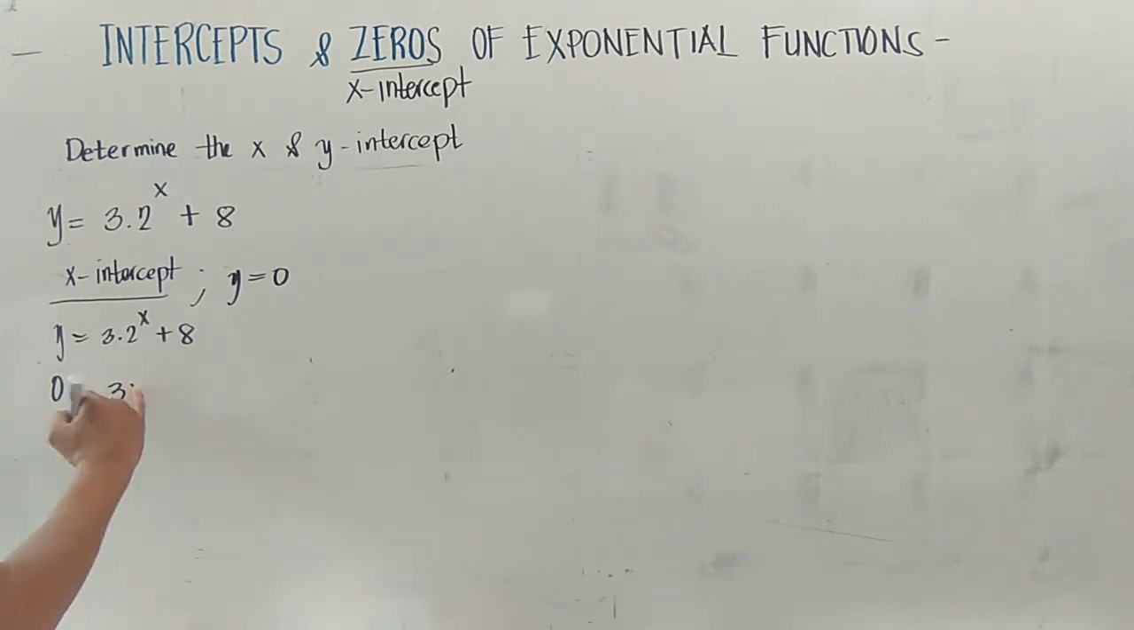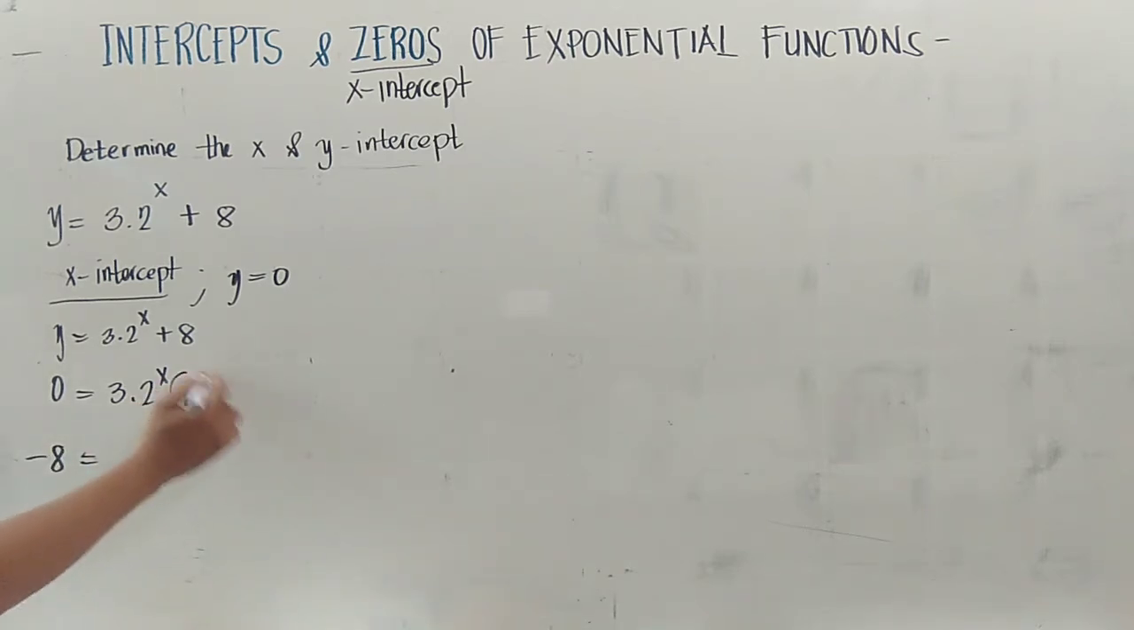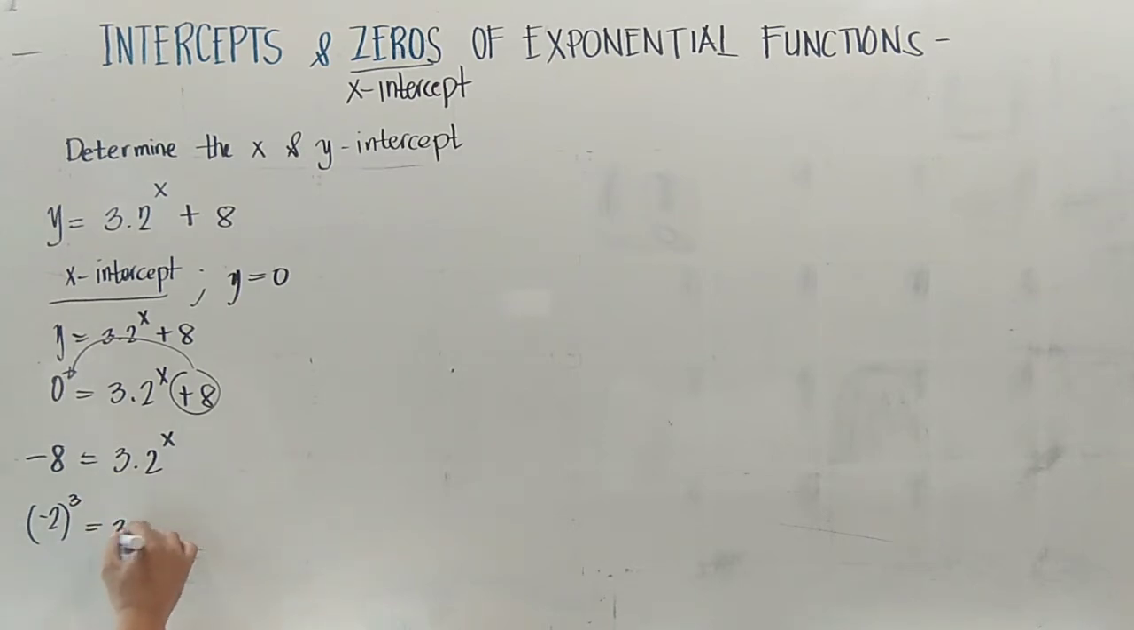Copy everything, plus 8. Okay? Then combining like terms, it will become negative 8 on the other side. Copy 3.2 raised to x. So 8, if we put 8 in exponential form, it will be negative 2 raised to 3.